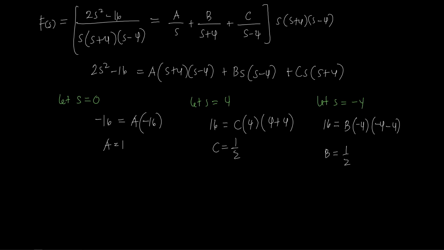Okay, so plug in na lang natin na sa ato ang na-decompose. So we have A over S, 1 over S. So muna ni siya ang atong bagong F of S. We have 1 over S plus ang B nato is 1 half over S plus 4. Plus C nato is 1 half over S minus 4.